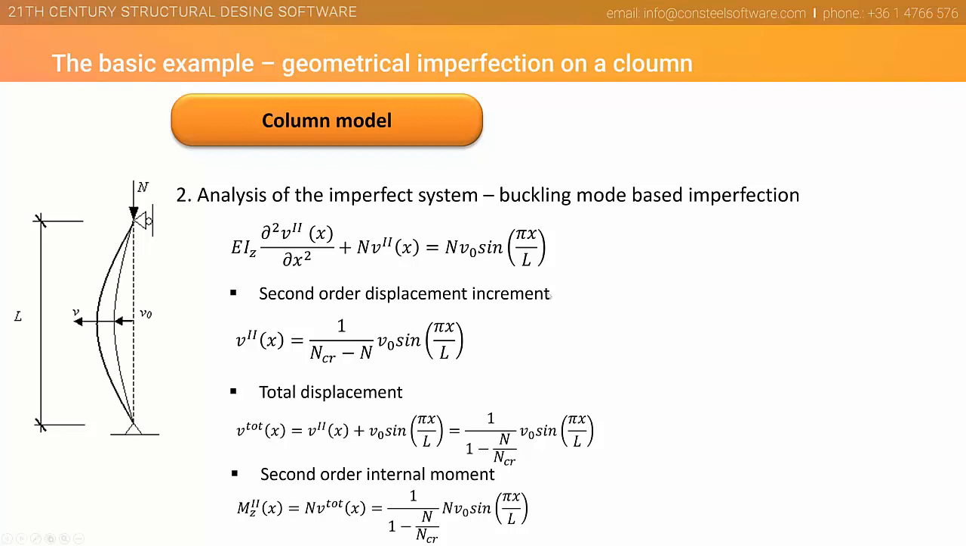So this is the second order displacement increment, and we can calculate the total displacement, which is equal to the original amplitude of the imperfection plus the second order displacement increment here. And then we get this well-known amplification factor. Since the shape is equal for both terms, the original shape and the second order increment shape, of course the total displacement shape will also be the same and equal to the buckling mode shape, multiplied by a suitable amplification factor.